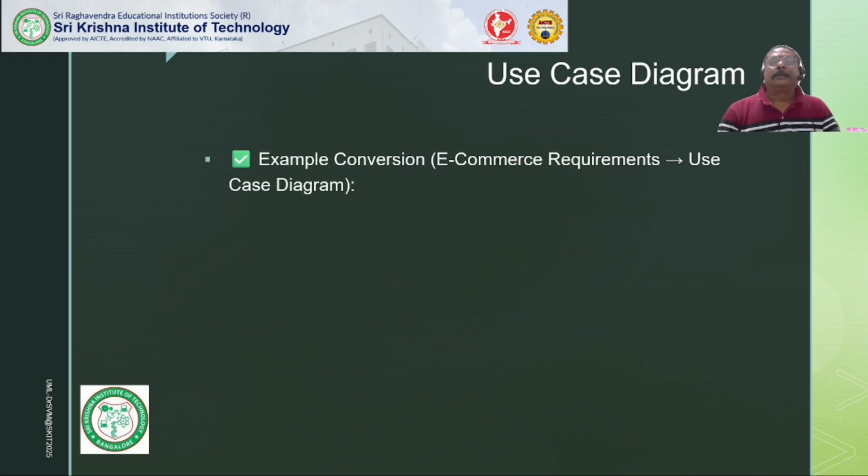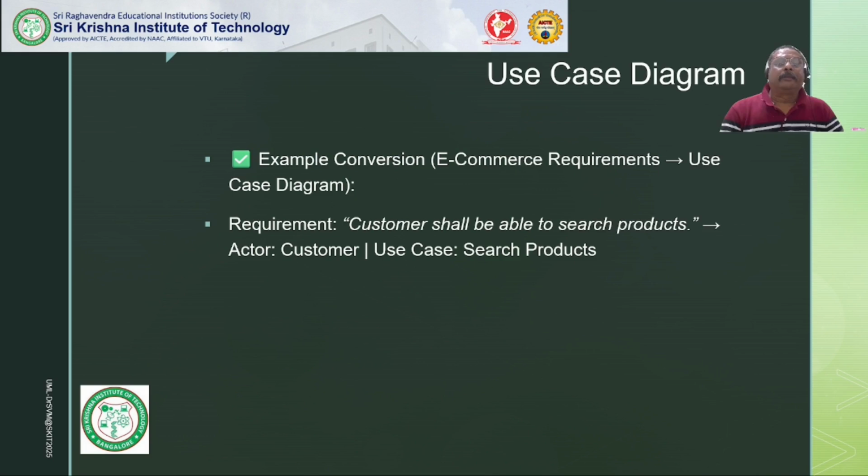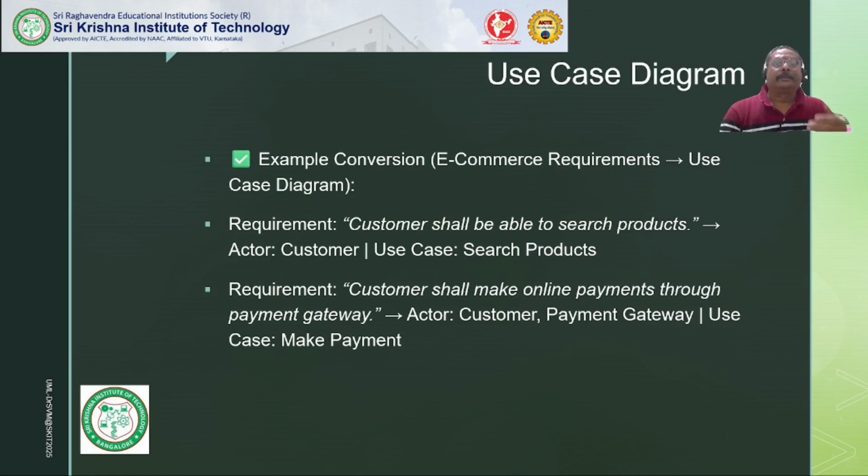Okay, then let's take up an example, converting an example of e-commerce requirements to a use case diagram. The requirement says that the customer shall be able to search products. So here customer is an actor and search product is a use case. Another requirement says that the customer shall make online payments through a payment gateway. So here the actors are customer and payment gateway, and the use case is make payment.